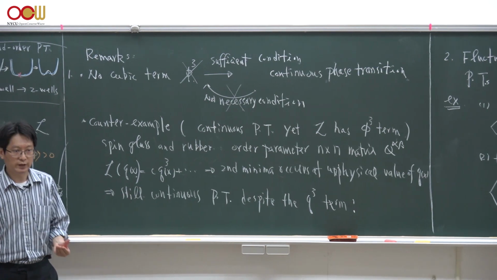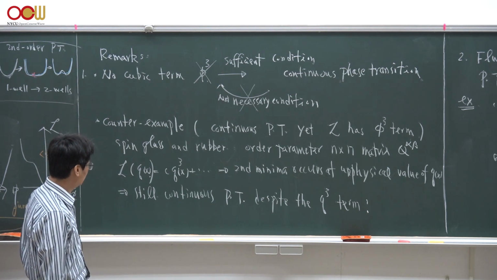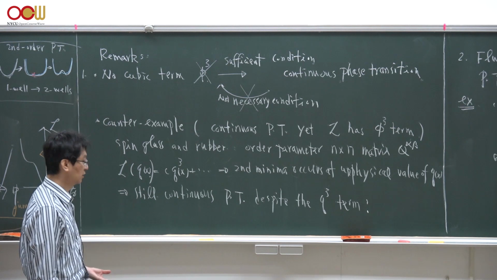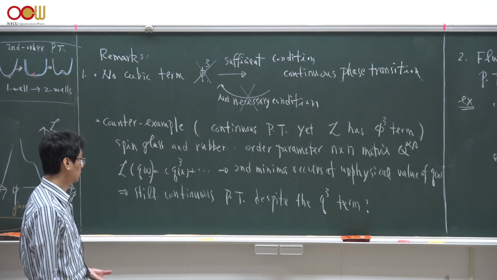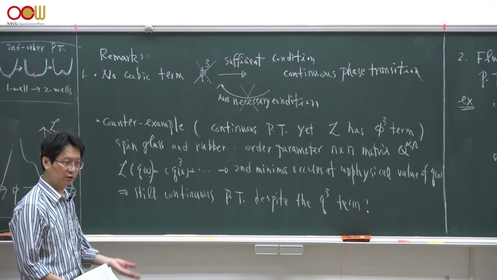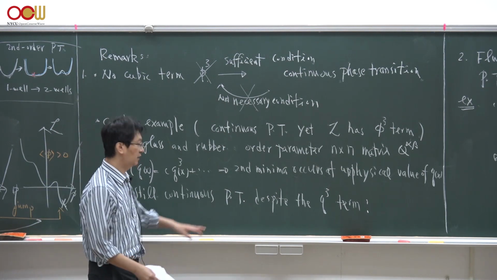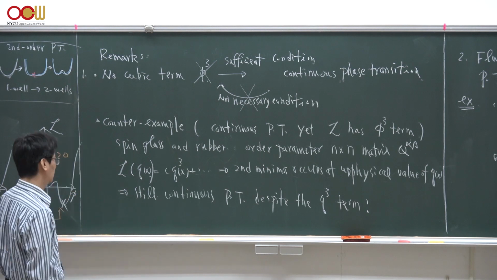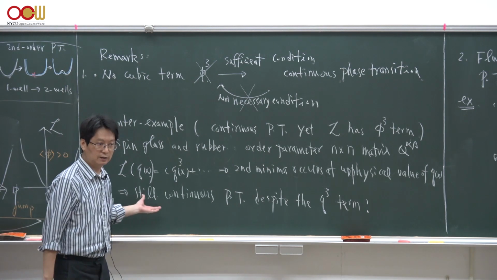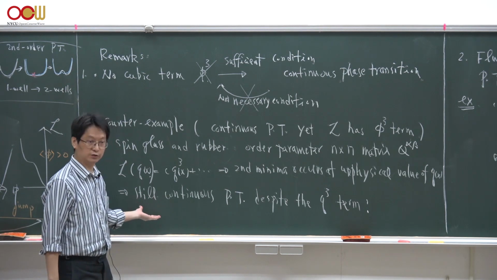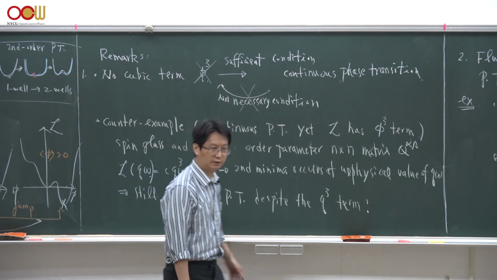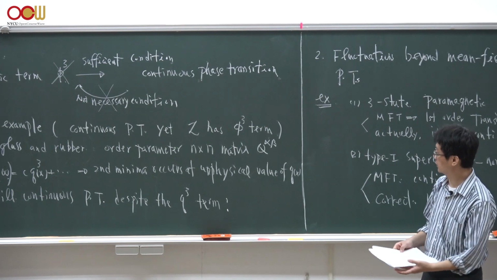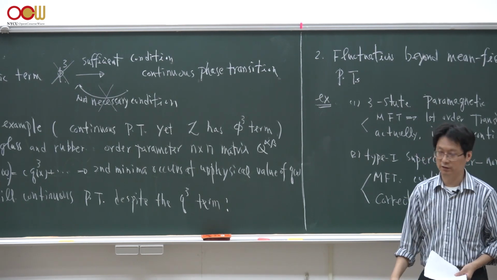So even if we have a cubic term, as long as that second minimum solution is in the unphysical region, which shows a complex or imaginary component, then it's gone. So we don't care about this unphysical value of phi, and we still have a continuous phase transition, despite the fact that we have a cubic term. So that is the counterexample, but there may be other counterexamples you could find in the literature.